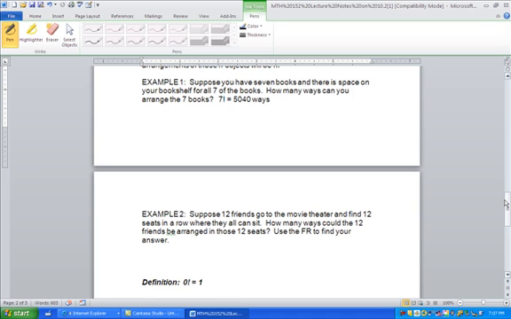All right, so let's look at example 2. Suppose 12 friends go to the movie theater and find 12 seats in a row where they can all sit. How many ways could the 12 friends be arranged in those 12 seats? All right, so we have 12 places, 12 seats, so in the first seat there are 12 possibilities, second one 11, 10, 9, all the way down to 1 seat left for the last person. So we're going to end up with that being 12 factorial. And I'll leave it up to you to either multiply out 12 times 11 times 10 all the way down to 1, or enter 12 factorial on your calculator to come up with the answer.